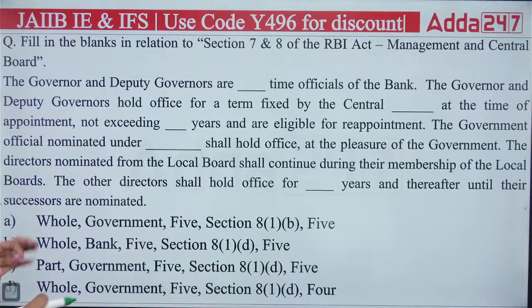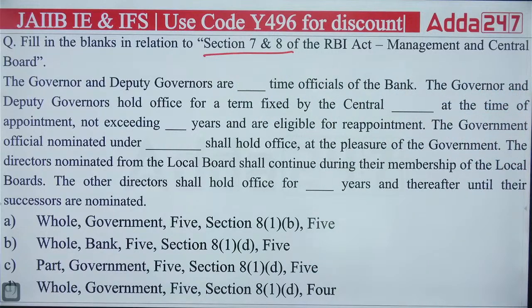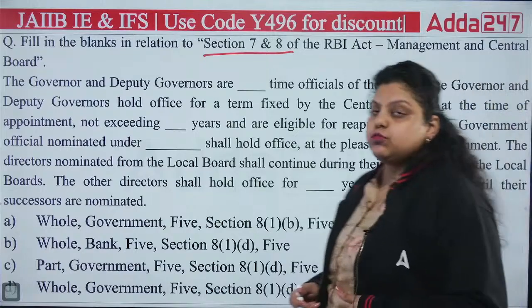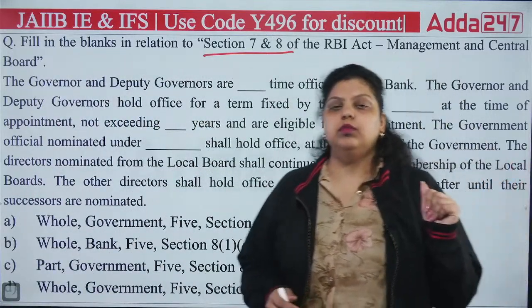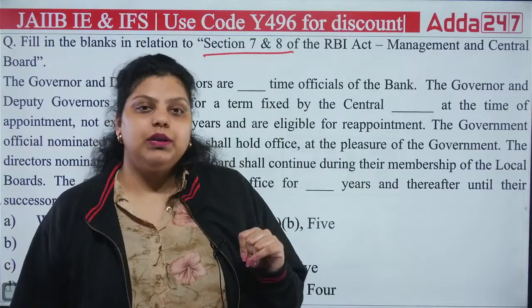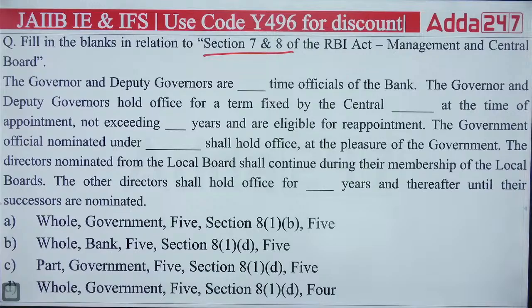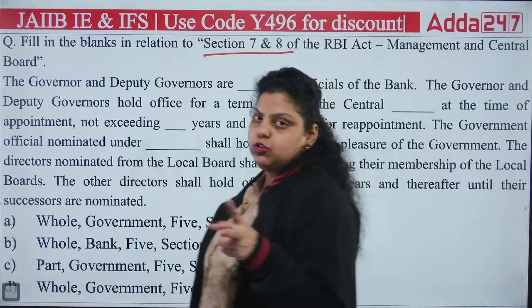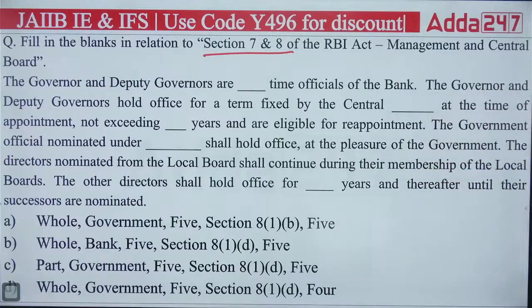Now, next, filling the blanks in relation to sections 7 and 8 of the RBI Act. Sections 7 and 8 of the RBI Act 1934 talk about management and the central board of RBI. When it comes to the Central Board of RBI, it will have one governor, 4 deputy governors, 4 members from the local boards, 2 members from the Ministry of Finance, and 10 members nominated by the Government of India. These are the total board of directors.